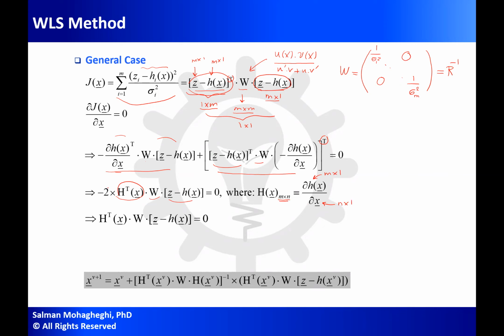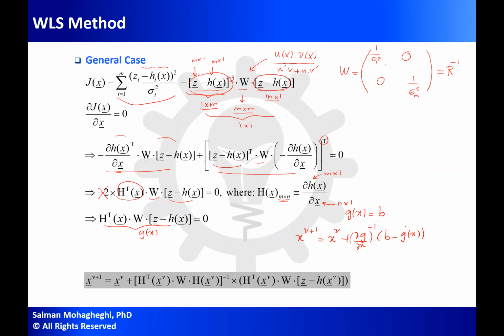This has to be 0. Obviously, I can ignore the minus 2. So what I will have is H transpose of x times W times (z minus h of x) is 0. This is a nonlinear equation. Think of it as some g of x. Now, you recall from the Newton iterative technique that if I had an equation of the form, let's say, g of x equals b, the iterative form in order to solve this would have been x at iteration nu plus 1 equals x at iteration nu plus the derivative of g with respect to x inverse times (b minus g of x).